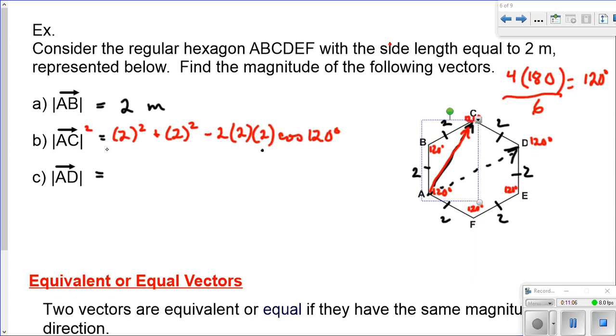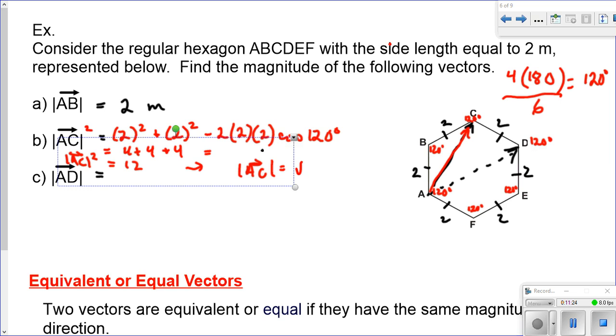So as I work through that, I get 4 plus 4 plus 4, or 12, and that's still a squared. So basically my AC vector is the square root of 12, or 2 root 3. Okay, and that makes some sense, I think, if you understand that obviously it's going to be longer than 2, so that's a factor of 2, and then there's a square root 3 idea in it.